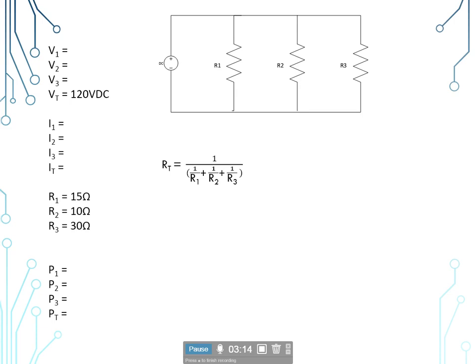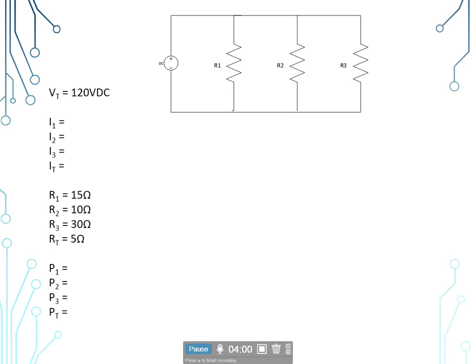So R sub t would be equal to 1 divided by, open your parenthesis, 1 divided by R sub 1 plus 1 divided by R sub 2 plus 1 divided by R sub 3, and close your parenthesis. So we're going to put it down as 1 divided by, open the parenthesis, 1 divided by 15 plus 1 divided by 10 plus 1 divided by 30 to give us a total circuit resistance of 5 ohms. Now our parallel circuit rules for resistance tell us that the total circuit resistance will always be lower than the lowest branch resistance. So our lowest branch resistance would be R2 of 10 ohms, and it is in fact less, so we do follow the rules still.